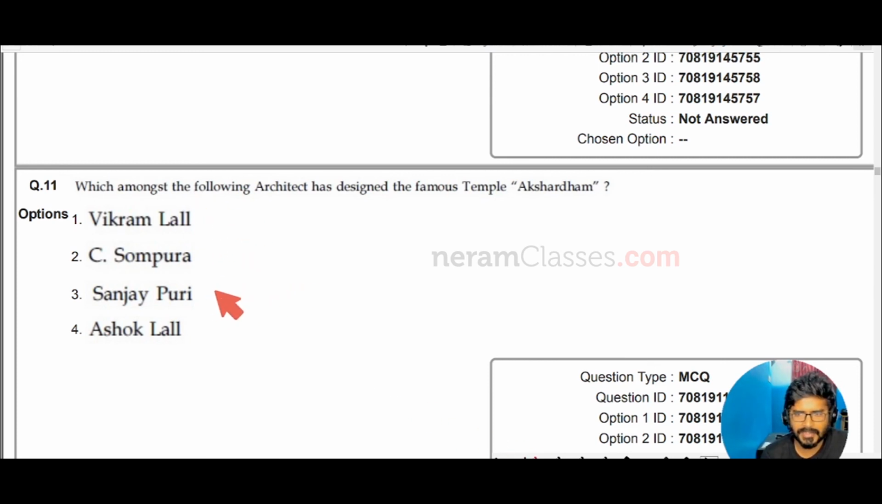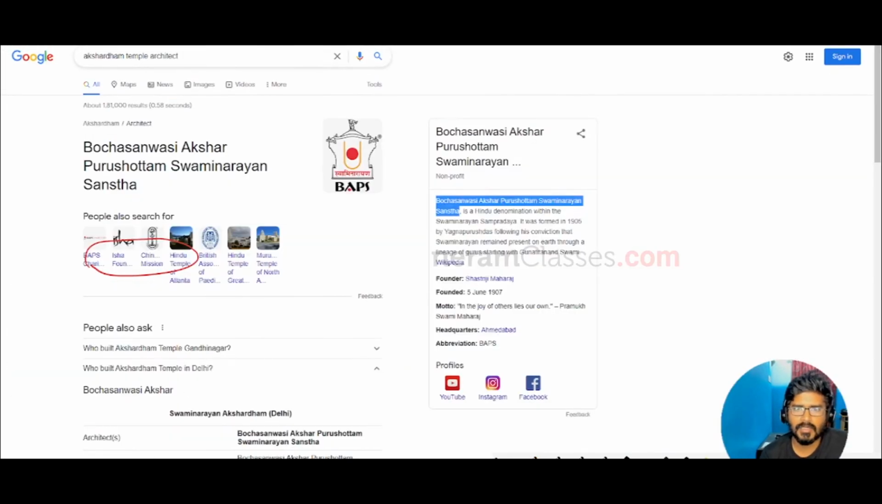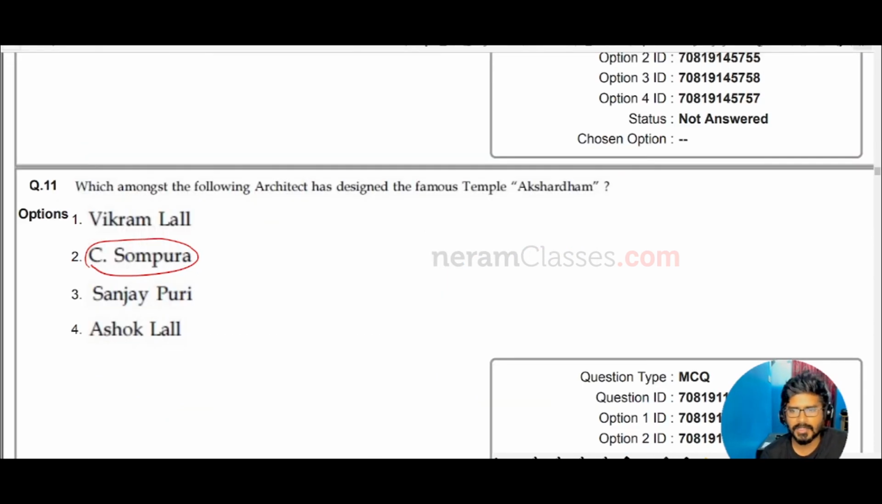They are of latest generation architect. This C.E. Sompura, this is a short form of his name, but the actual full name of him is Banchwansi Akshar Pushtotam Swami Narayana. So the short form is C. Somapura. He is the architect of Akshardham temple.